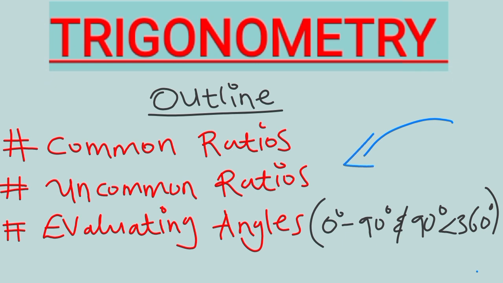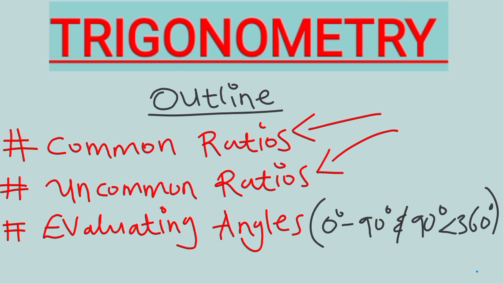We're going to start with the common ratios. What are common ratios? How do we evaluate common ratios? And then look, it's obvious: if we have something which is common, then we're also going to have something which is uncommon.